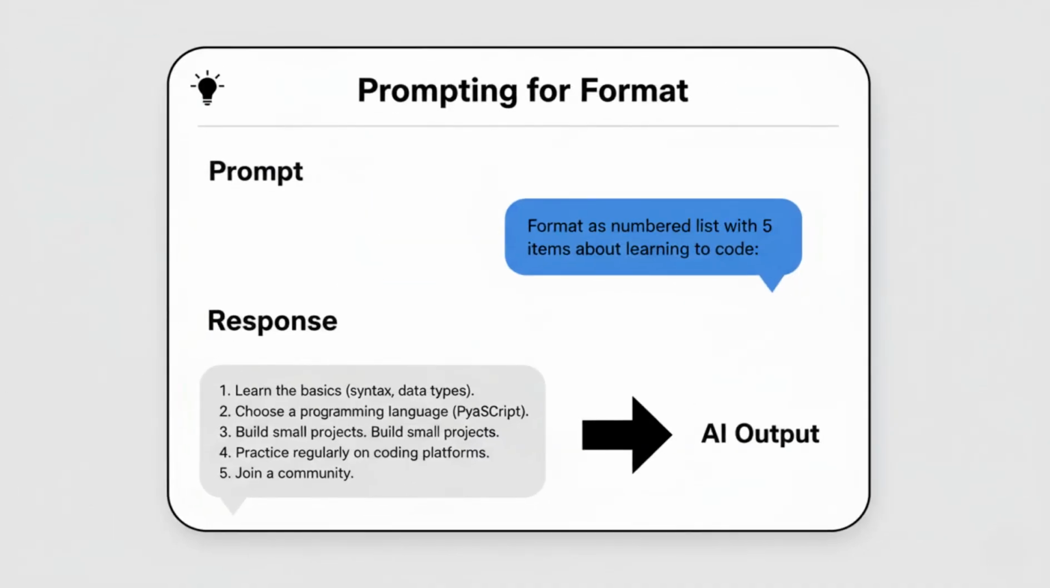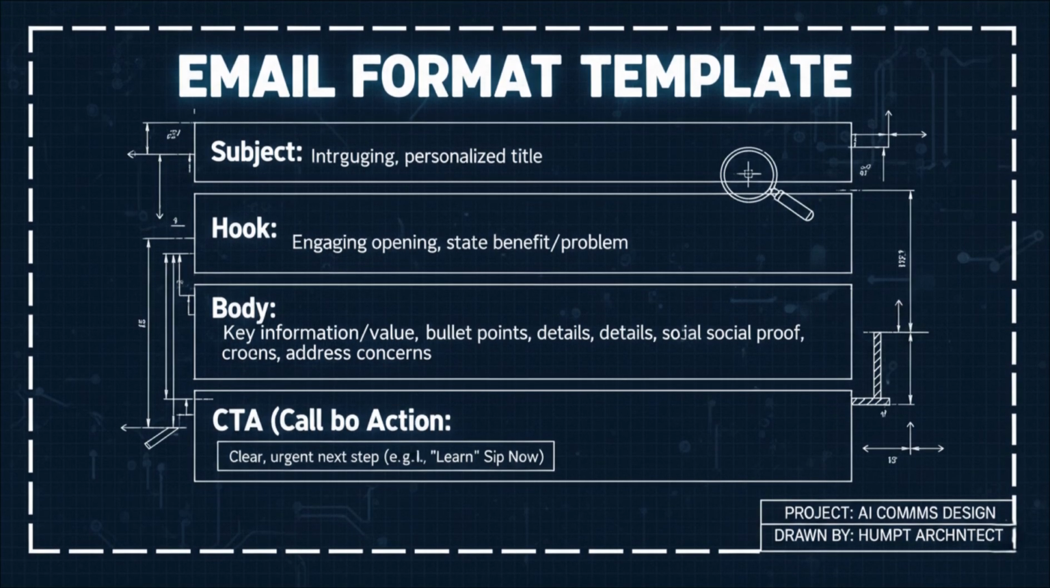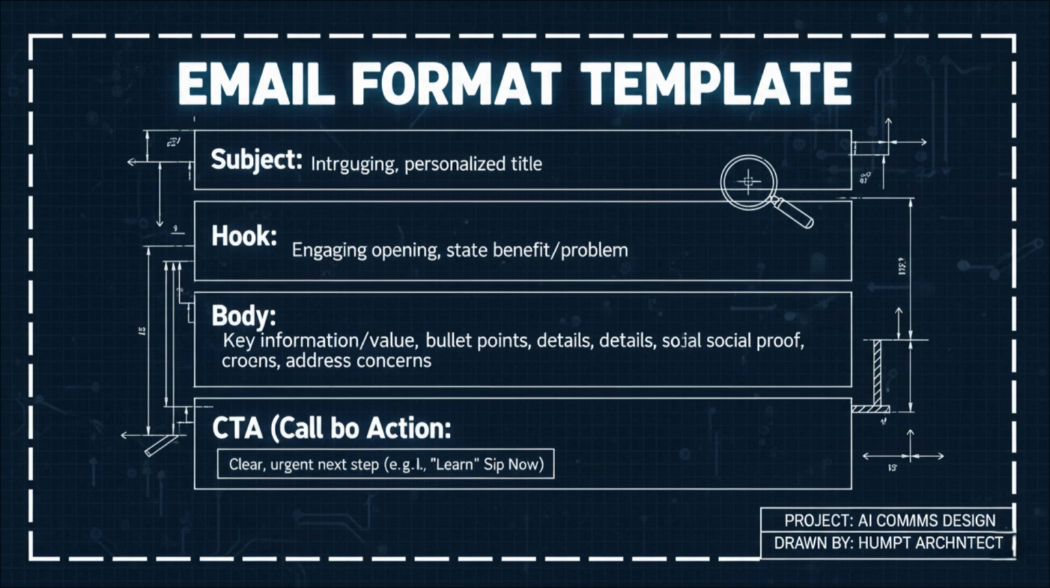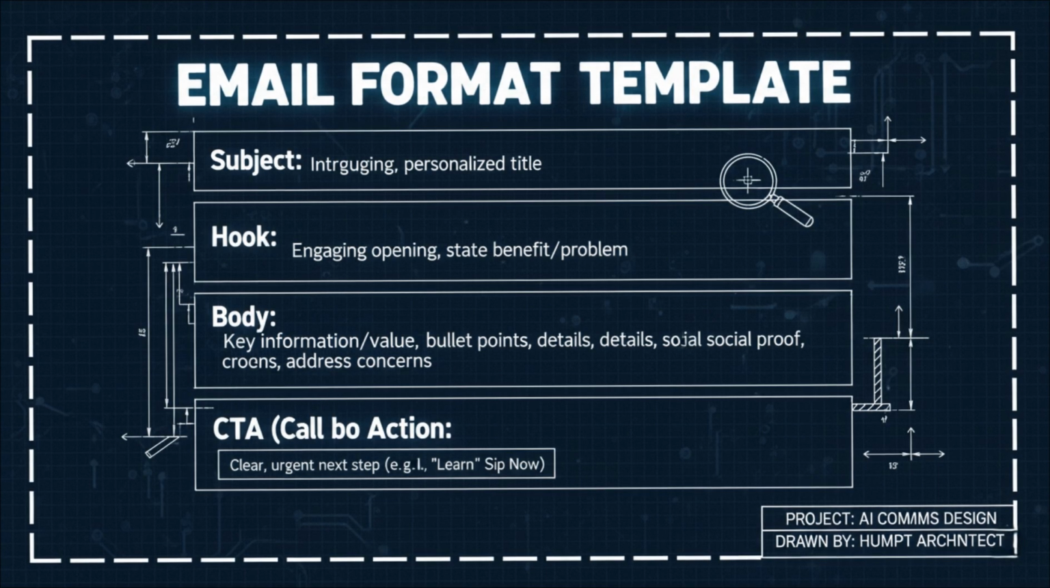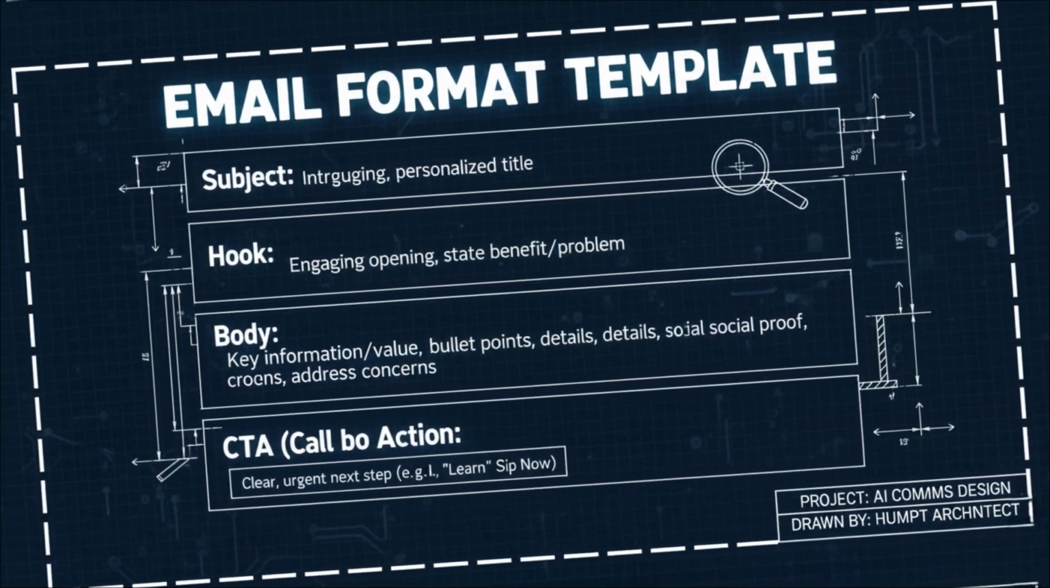Provide your answer as a numbered list with exactly 5 items. Write this in 3 short paragraphs, each under 100 words. Create a table with 4 columns: topic, description, benefit, and action step. Format this as a bullet point outline with main points and subpoints. The more specific your formatting request, the more useful the output.